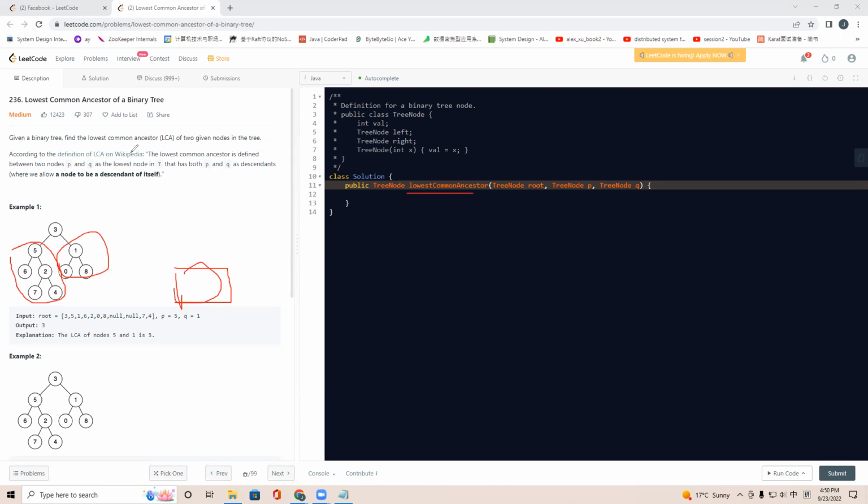a lowest common ancestor in this subtree, we return the lowest common ancestor. So if there is an LCA, we just return the LCA. And if, for example, only a P node or a Q node exists in this subtree, then we return P or Q. If P and Q do not exist in this subtree, we just return none.